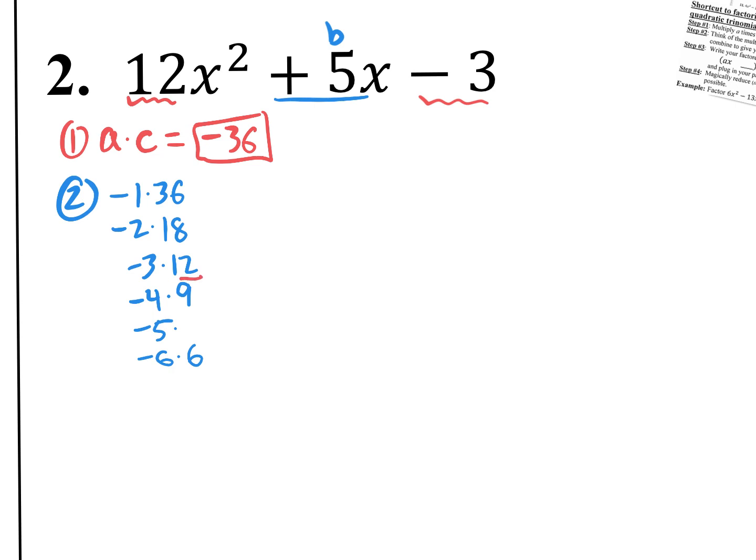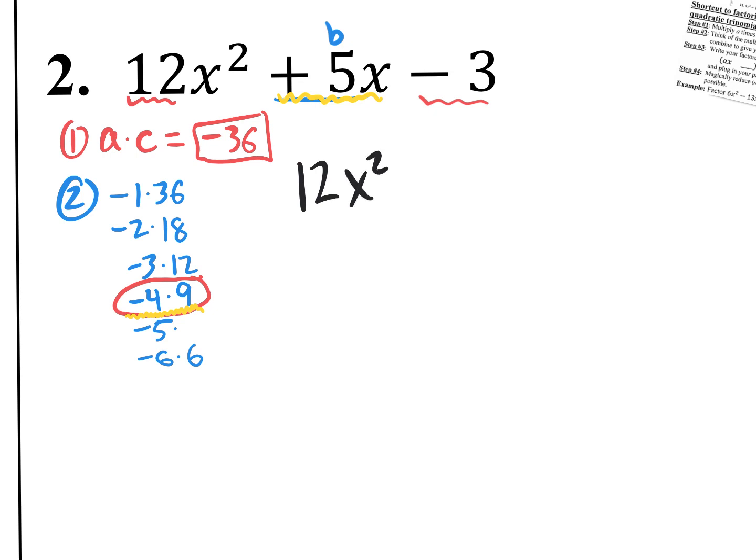That will be -4 and 9, as is, right? We don't have to change any signs. So what do we do from here? We take our 3-term trinomial and convert it to a 4-term polynomial. How? By rewriting our middle value, 5x. Instead of 5x, we're going to write -4x plus 9x. -4x plus 9x is the same thing as 5x. So let's rewrite the whole thing.